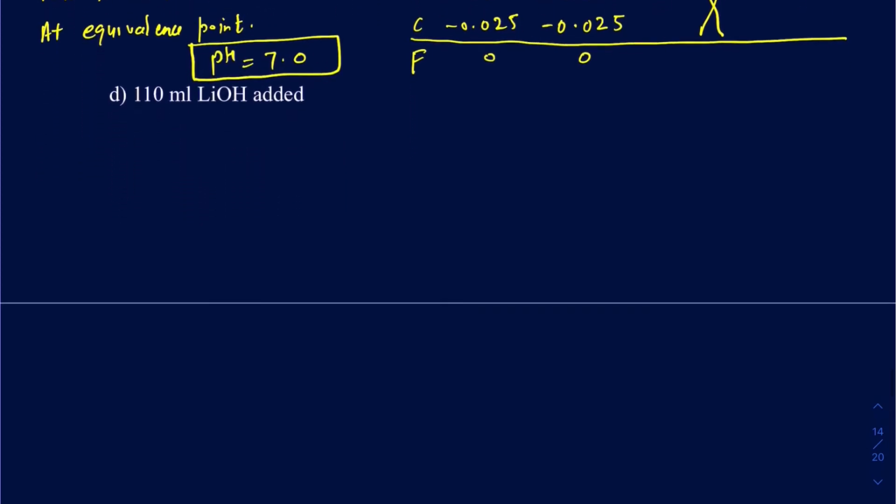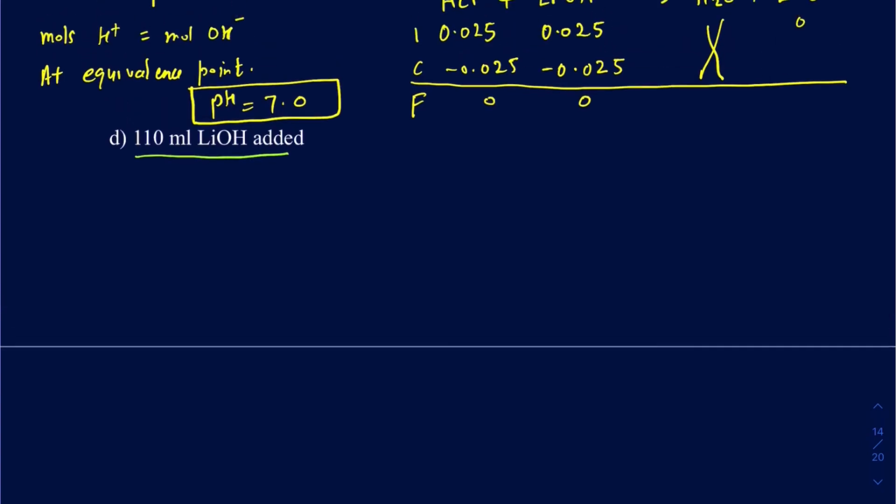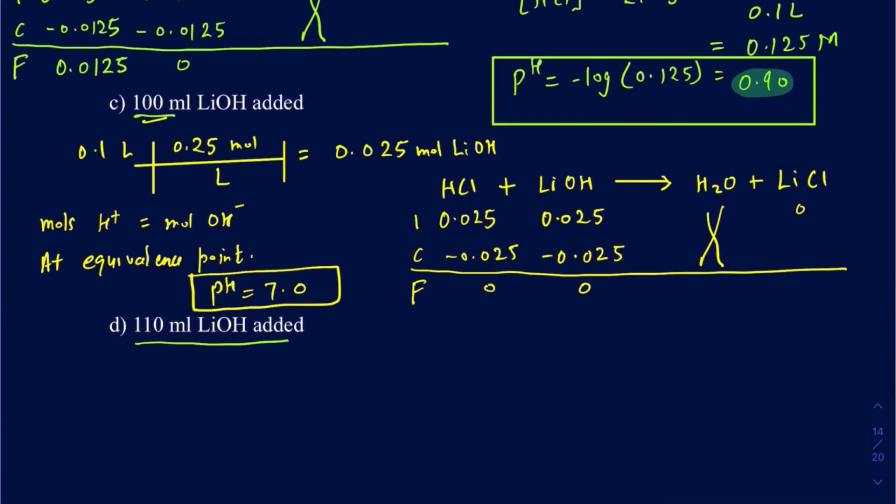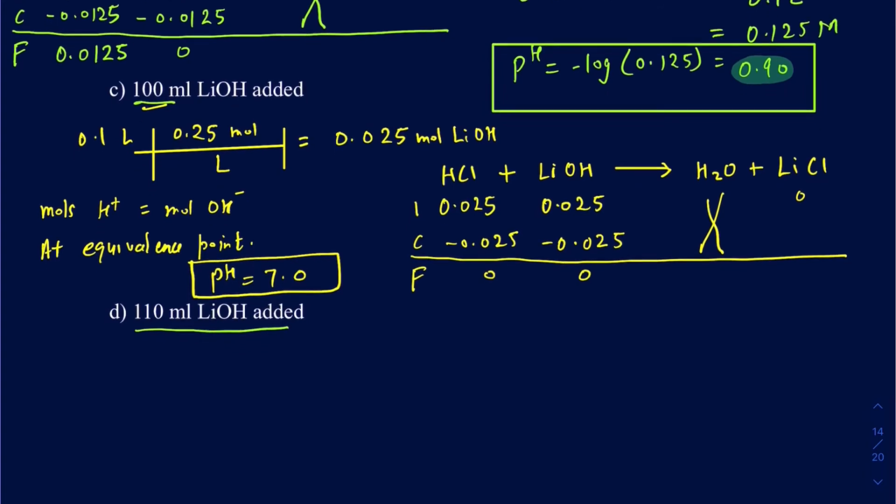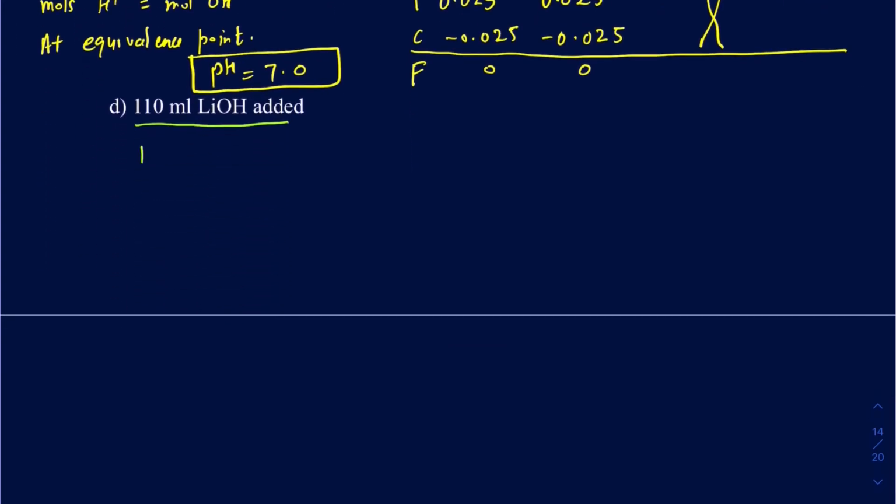Now let's look at this last one here. What happens when you add 110 milliliters of LiOH? Once you have passed the equivalence point, what matters now is how much excess base you have added. So I know I needed 100 milliliters to reach the equivalence point. That means I'm going to have 10 milliliters of LiOH extra in there. So I'm going to work on that for a bit.